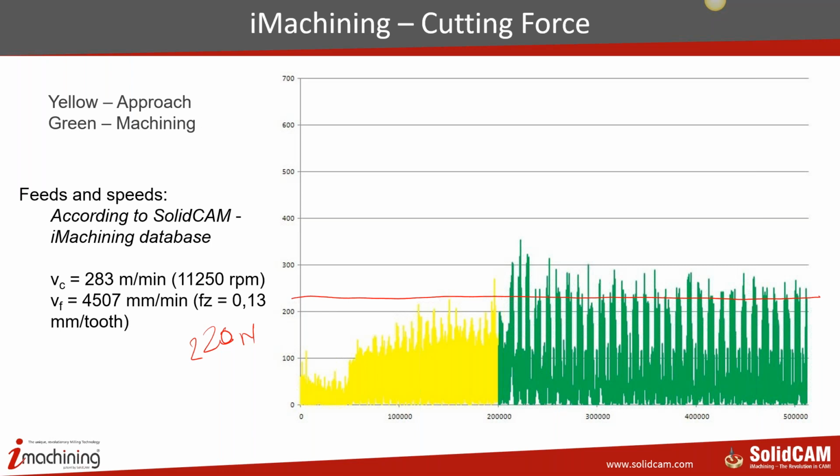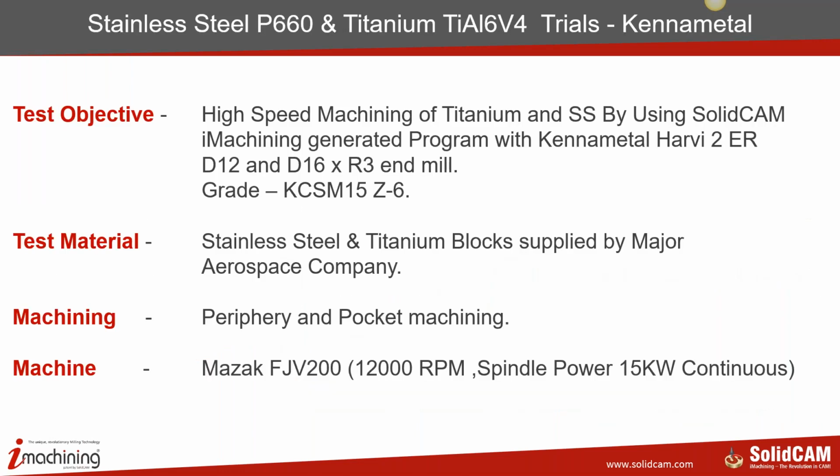The other hard evidence that I will present now, which will come to the end of the presentation, is the improvement in tool life when machining extremely tough to cut materials. For example, this research was done with Kennametal, and it was done using one of their tools on stainless steel and titanium blocks, which were supplied by a major aerospace company, but the titanium block was brought by the company that was making these test cuts, that is Kennametal.